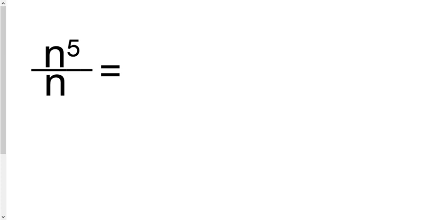N to the fifth divided by n. Just like we've learned in previous lessons, if you don't see an exponent, put a 1 right beside it. Top exponent minus the bottom exponent, so 5 minus 1 is 4. Our answer would be n to the fourth. That's how we can divide exponents that have the same base.